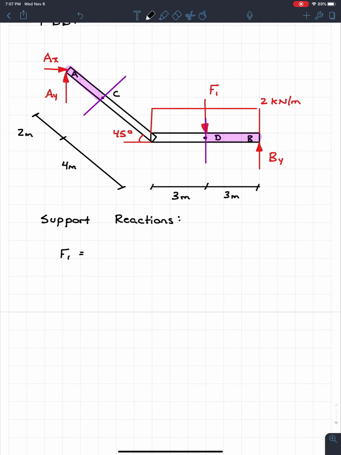So we know that F1 is 2 kilonewtons per meter, and that acts over a distance of 6 meters. So F1 is going to be 12 kilonewtons. So that was probably nice and easy. Now we can go to maybe what's perhaps the more fun stuff.